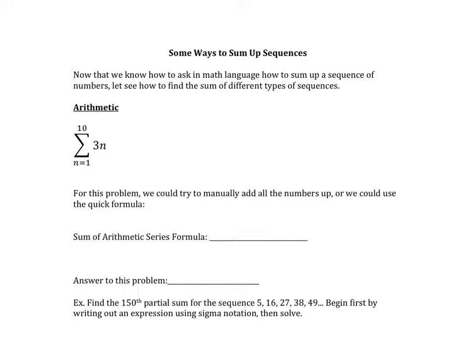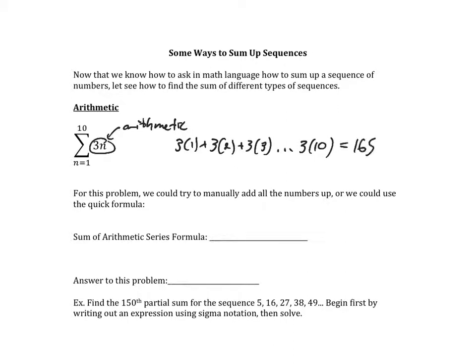Now you might recognize that 3n is an arithmetic sequence. We talked last week about ways to recognize from the equation what's an arithmetic sequence and what's a geometric sequence, and if you weren't quite sure, you could do the first few terms of this sequence and realize that it's an arithmetic sequence. Okay, so what you could do is 3 times 1 plus 3 times 2 plus 3 times 3, dot dot dot, all the way up to 3 times 10. Okay, and get 165, which would be the correct answer.